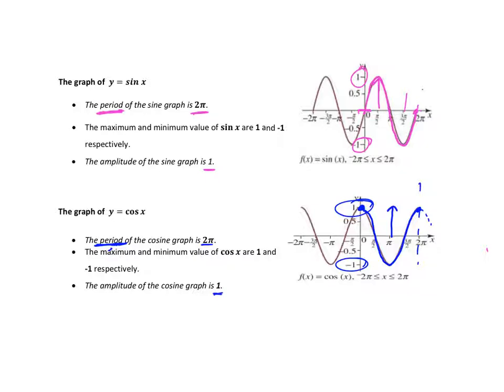Have a look at the difference between these two. The cosine graph starts at 1 and then goes down. The sine graph starts at 0 and goes up. And this is something we're going to explore a little bit further.